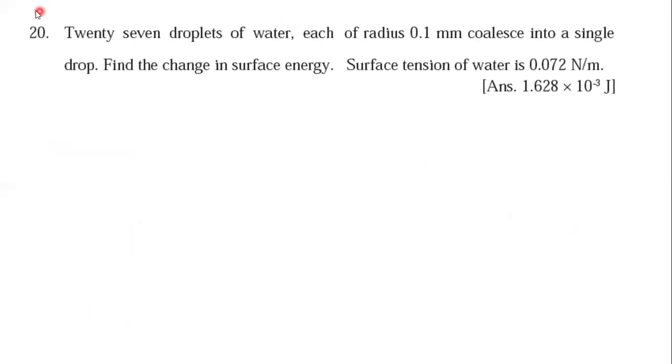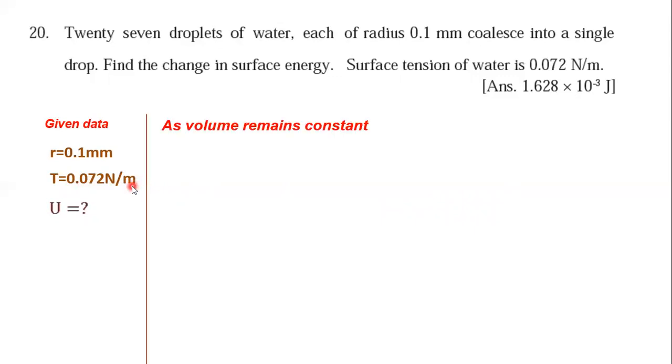Now question number 20 from the exercise. 27 droplets of water, each of radius 0.1 mm, coalesce into a single drop. Find the change in surface energy. Surface tension of water is 0.072 Newton per meter. Given data here, r is 0.1 mm, surface tension 0.072 Newton per meter.